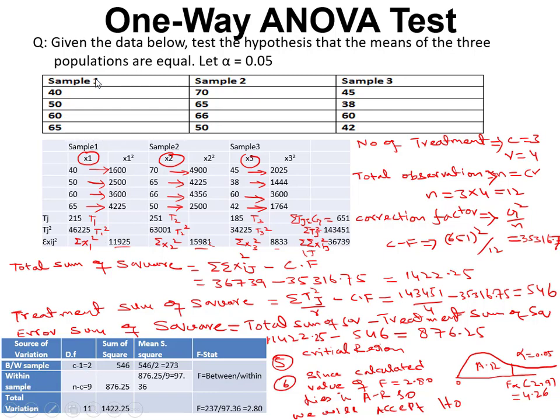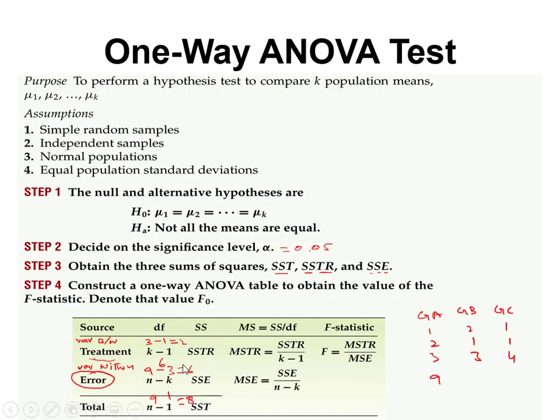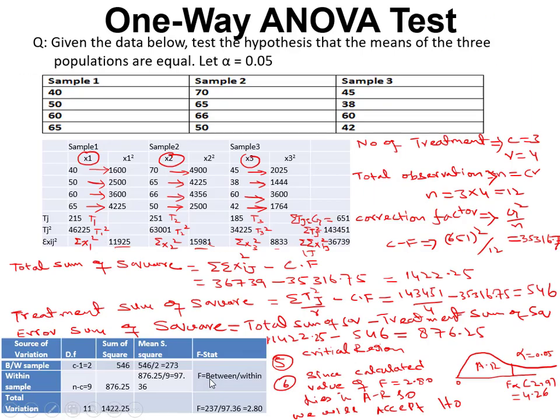Within. As I already discussed with you, within will be n minus k. So n is our number of observations: 1, 2, 3, 4, and 4, 4, so 12. N is 12. 12 minus how many different groups in the data? 3 columns. So 12 minus 3 is equal to 9. And when you sum all these degrees of freedom, it will be 11. So this is equal to n minus 1.